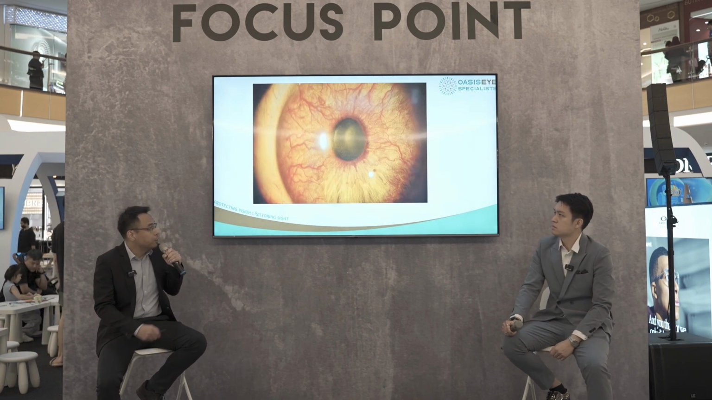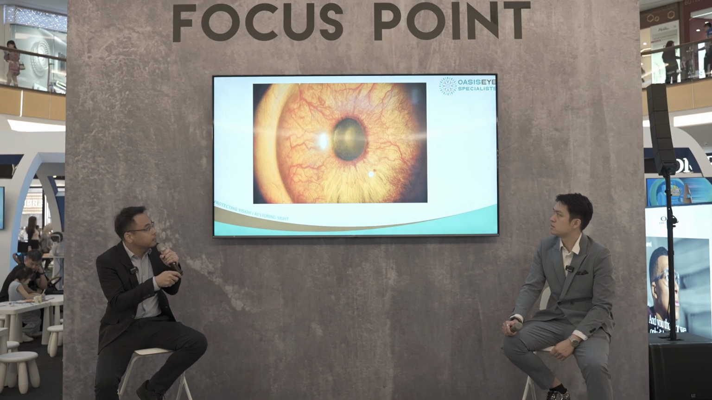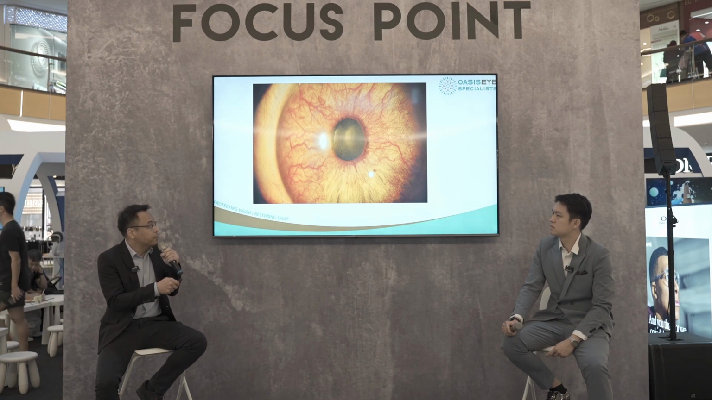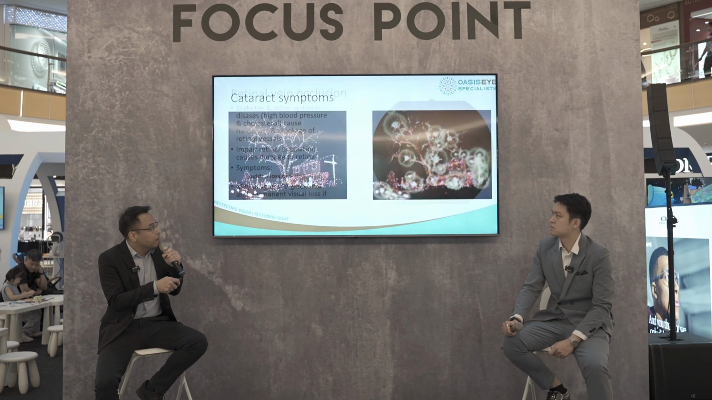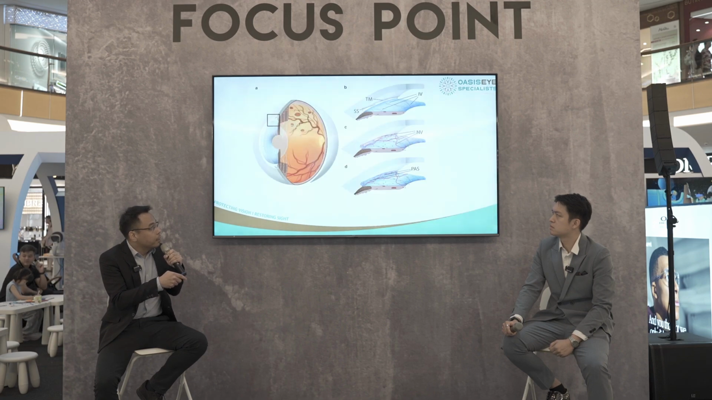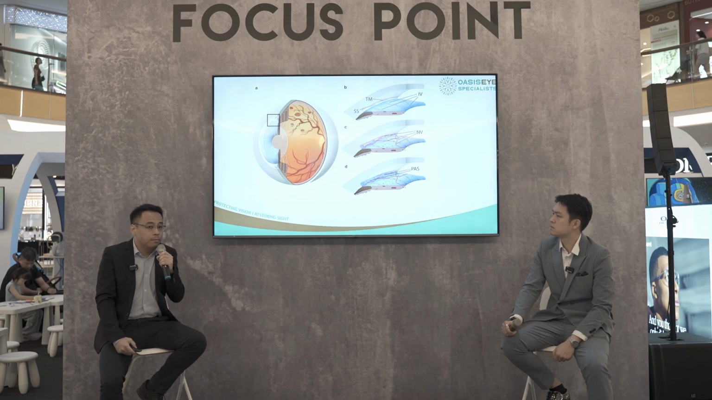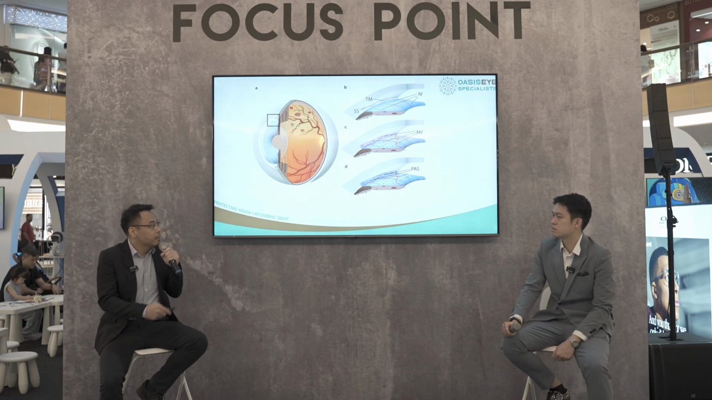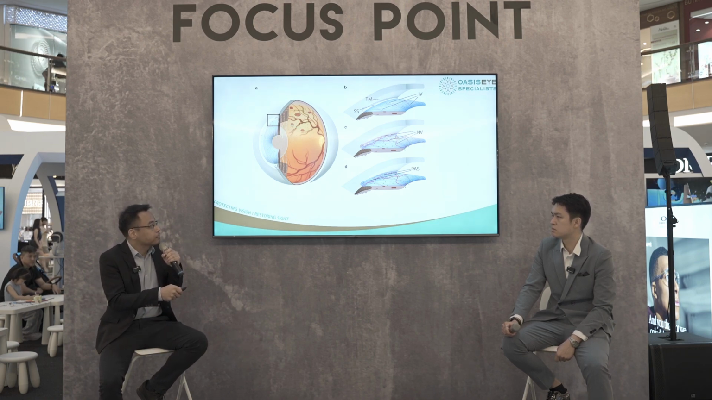So this is how the new vessels on the iris look like. And the new vessels on the iris may grow and block the drainage system of fluid in the eye, causing a raise in eye pressure.